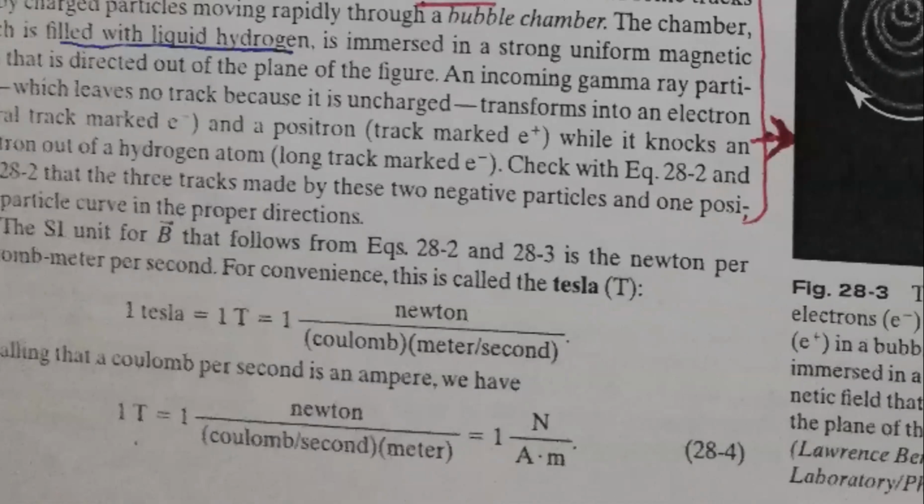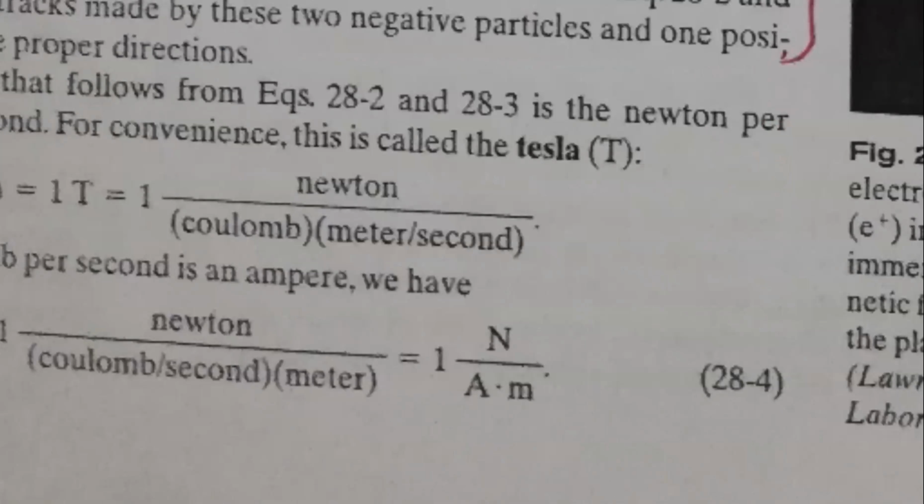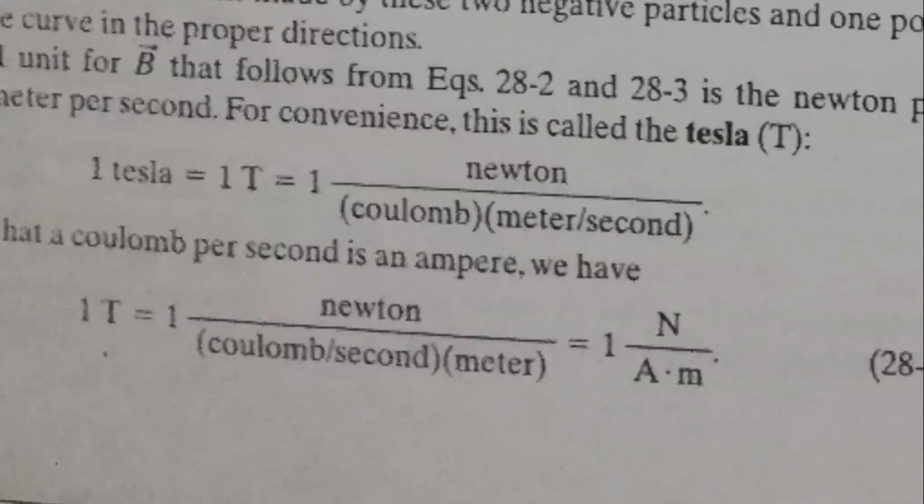So from the equation above, we can also define the unit of magnetic field. Here you see 1 Tesla magnetic field. Tesla is a unit of magnetic field, and 1 Tesla is equal to 1 Newton over Coulomb. This is the force, here is the charge, and here is the unit of velocity. So this Newton over Coulomb and meter per second, this quantity is known as 1 Tesla.